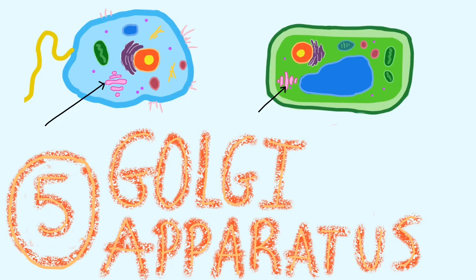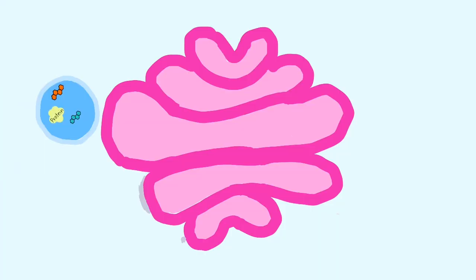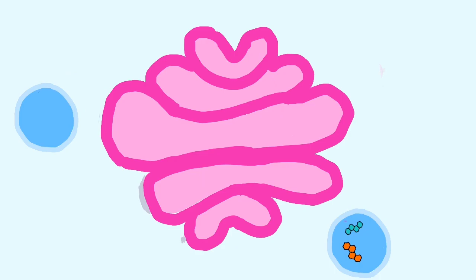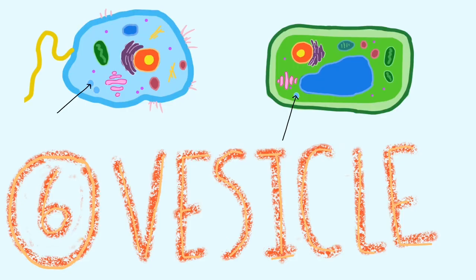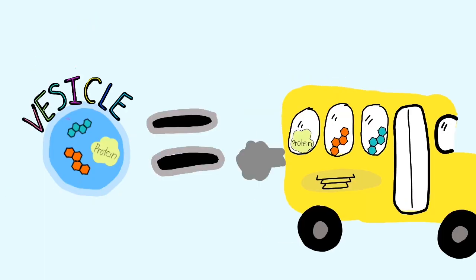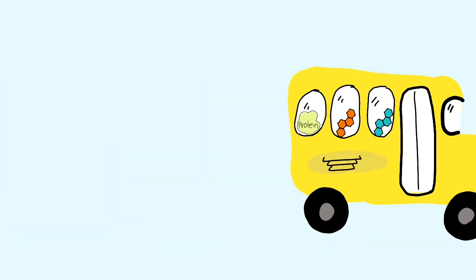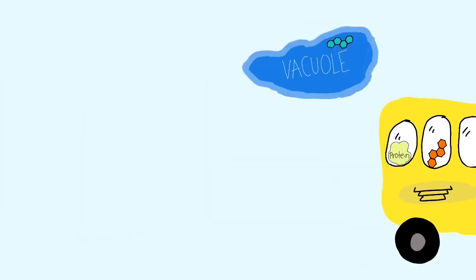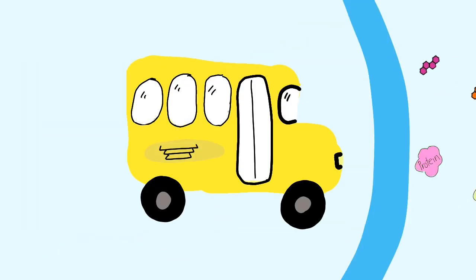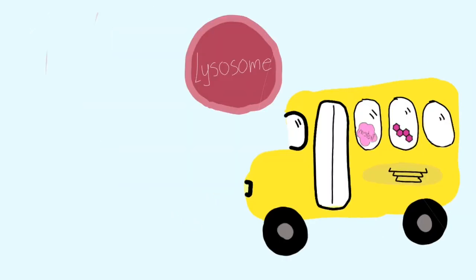Next, we also have the Golgi apparatus. The Golgi receives proteins and lipids from the endoplasmic reticulum. It further modifies those materials and packages them into vesicles. Vesicles are almost like a bus. They transport different materials throughout the cell to organelles like the lysosome or the vacuole. They can even help transport materials either out of the cell or into it.